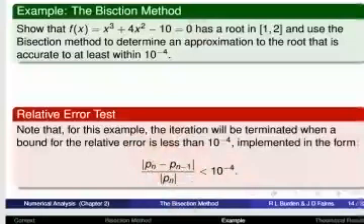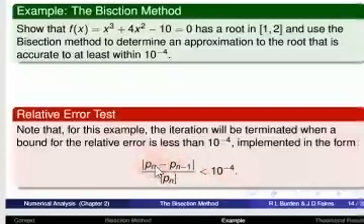So our problem here: use the bisection method to determine an approximation to the root that is accurate to within this relative error. Then this should be less than 10 to the power minus 4, right? This is our relative error.